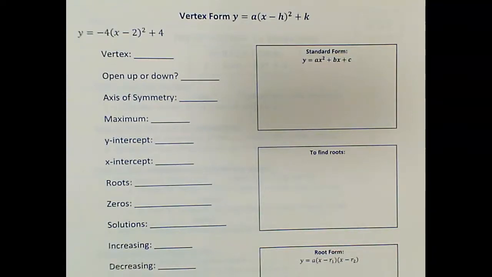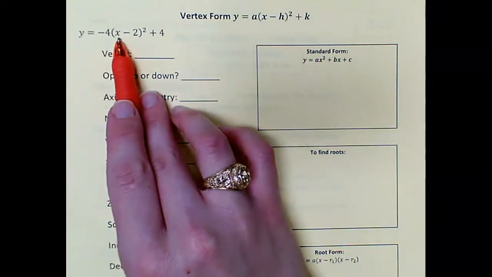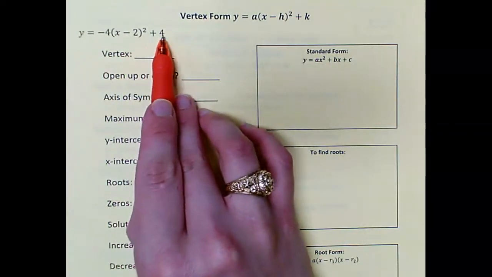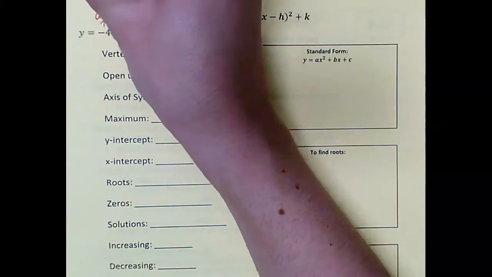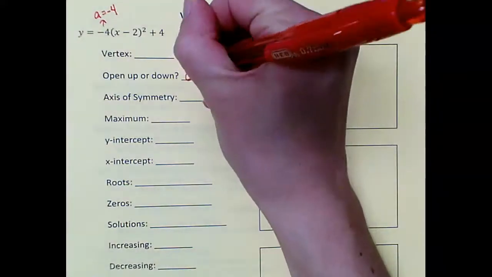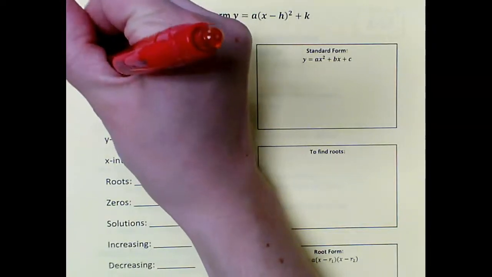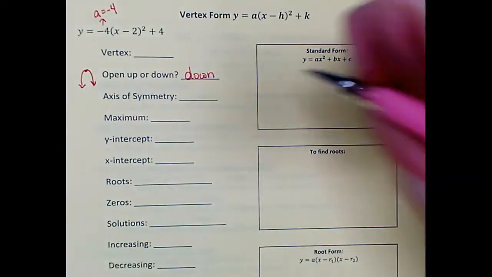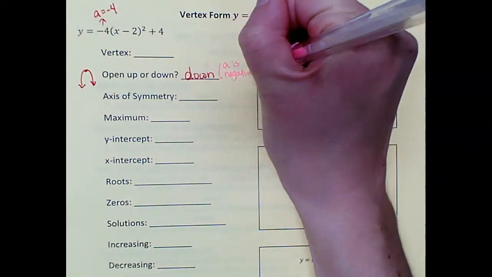And we have our vertex form for our equation. We have y equals -4 times the difference of x and 2 squared plus 4. So one thing that I notice is that my a value is -4. And what does that mean about the direction our parabola is opening? That means that our parabola is going to open down, because a is negative. So it's going to end up looking like that. So this again is because a is negative. It's a -4.